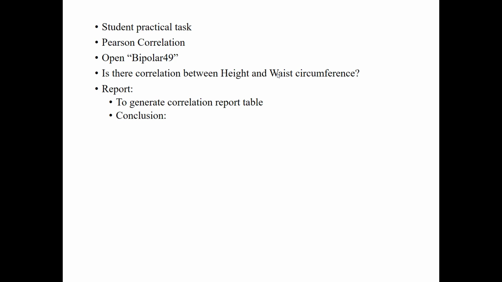For the student practical task, you can use the bipolar 49 database to do the Pearson correlation between height and waist circumference to test if there is a significant correlation.